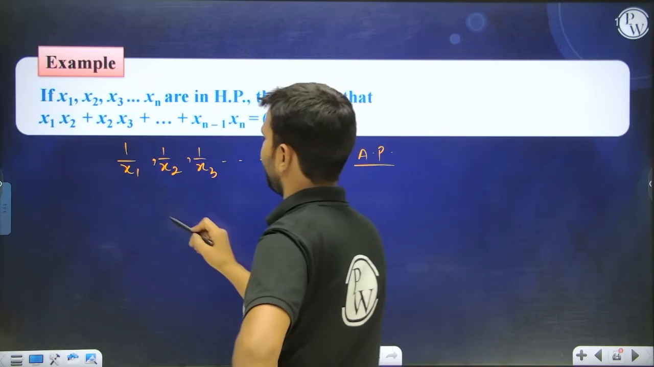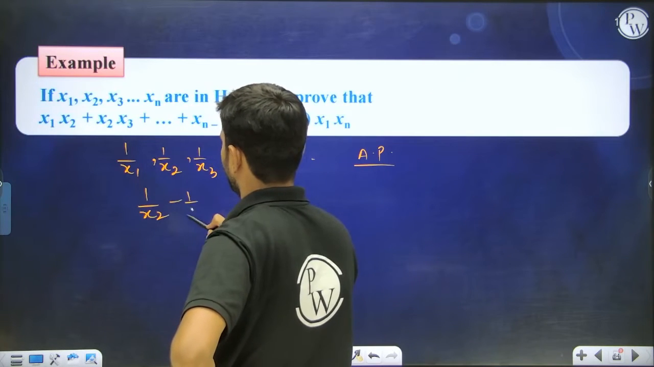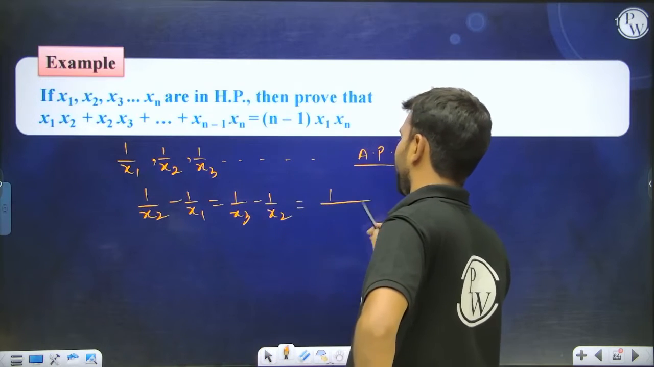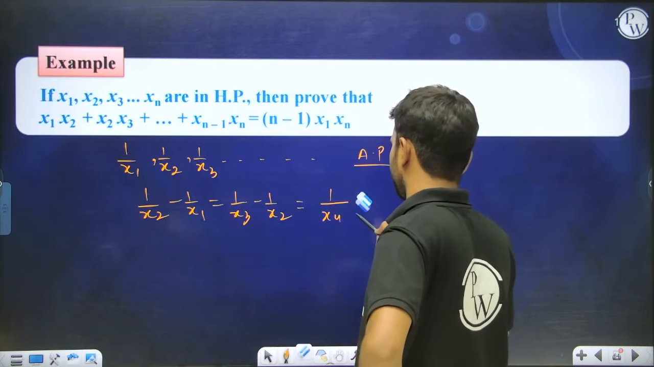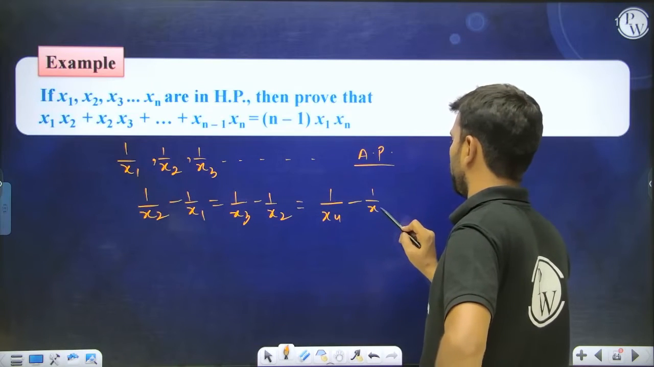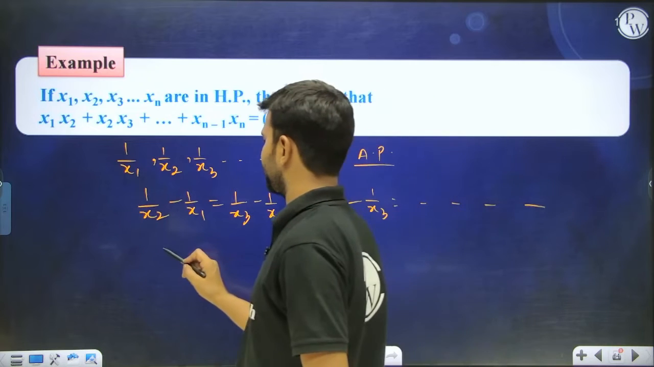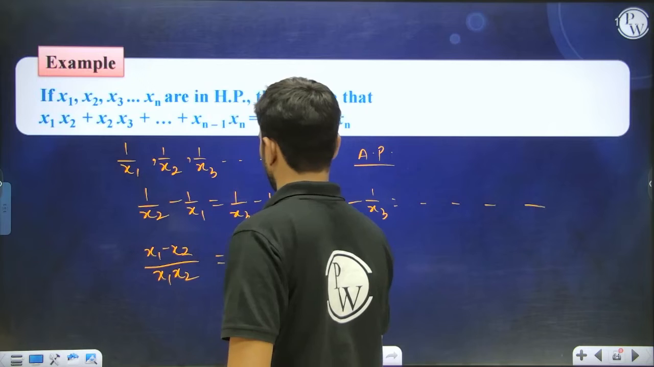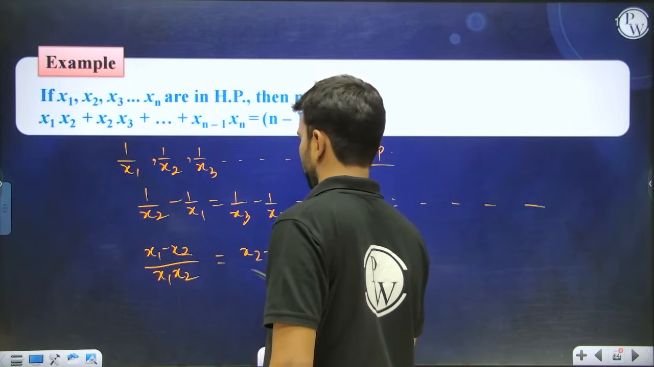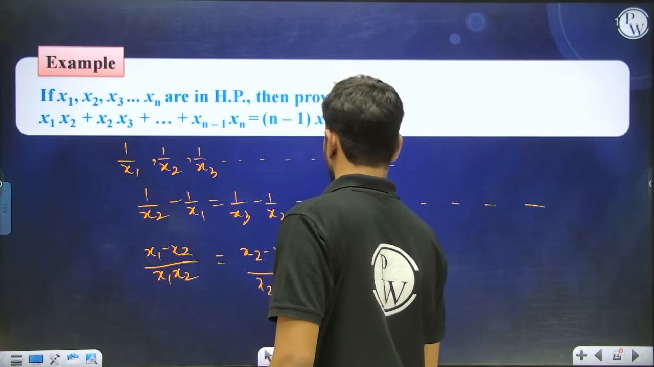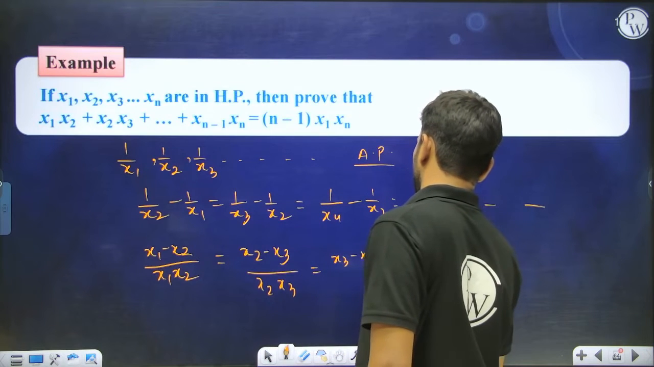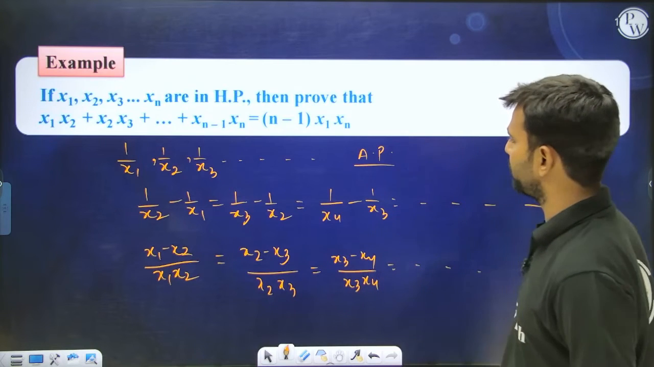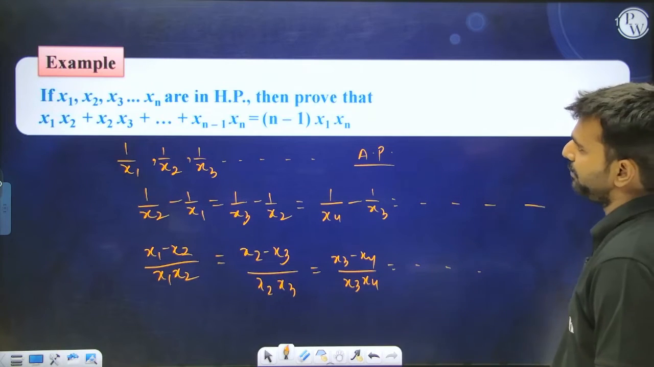If that is the case, then 1 by x2 minus 1 by x1 equals 1 by x3 minus 1 by x2 equals 1 by x4 minus 1 by x3. These are all going to be equal. And if this is the case, then (x1 minus x2) upon x1 x2 will be equal to (x2 minus x3) upon x2 x3 equal to (x3 minus x4) upon x3 x4 and so on.